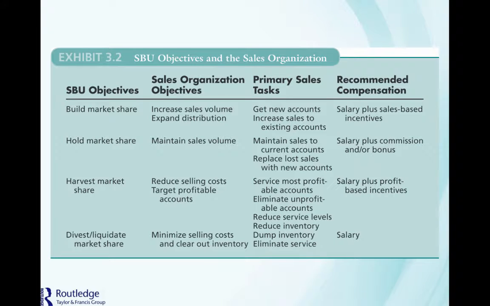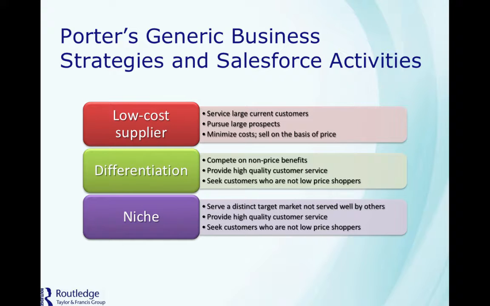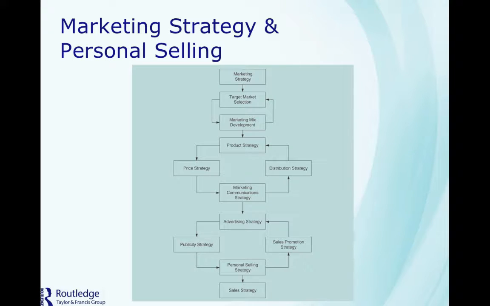The role of different strategic business units, how that impacts sales and selling decisions, and different SBU objectives. Porter's generic business strategies: understand each one of the different components, the 3 different types of generic strategies. Understand where personal selling strategy fits into the overall marketing strategy and marketing communication strategy.